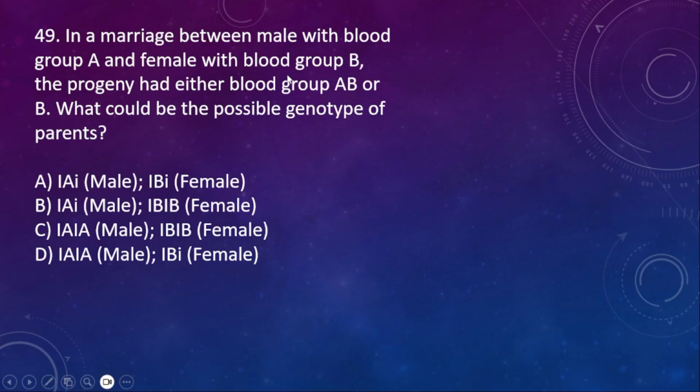49th question. In a marriage between a male with blood group A and a female with blood group B, the progeny had either blood group AB or B. What would be the possible genotype of the parents? A, IAi male, IBi female. B, IAi male, IBIB female. C, IAIA male, IBIB female. D, IAIA male, IBi female. Here the right option is option B.